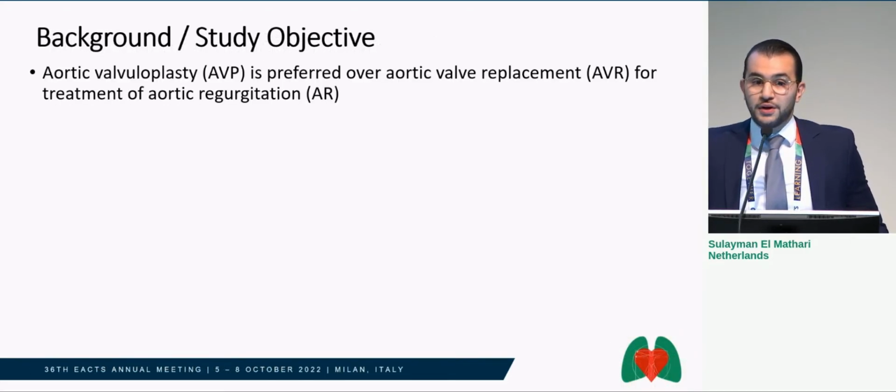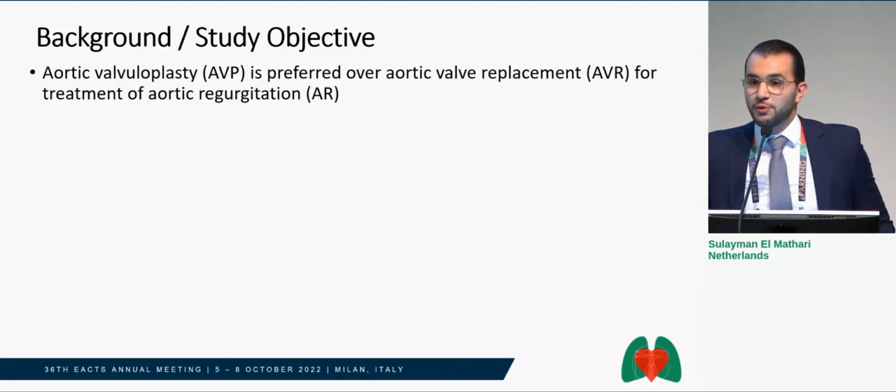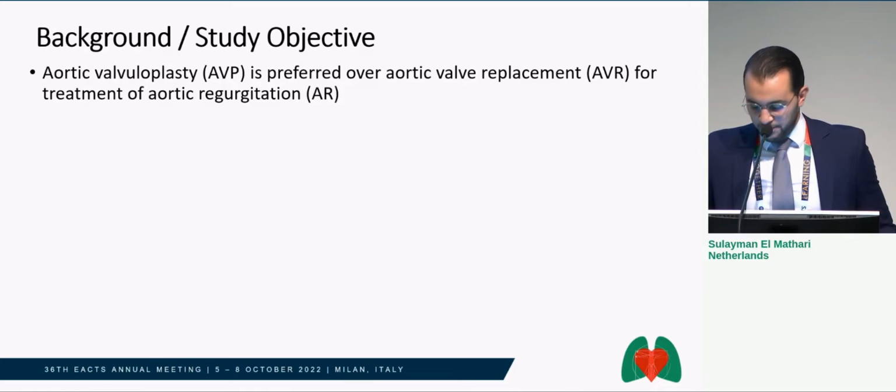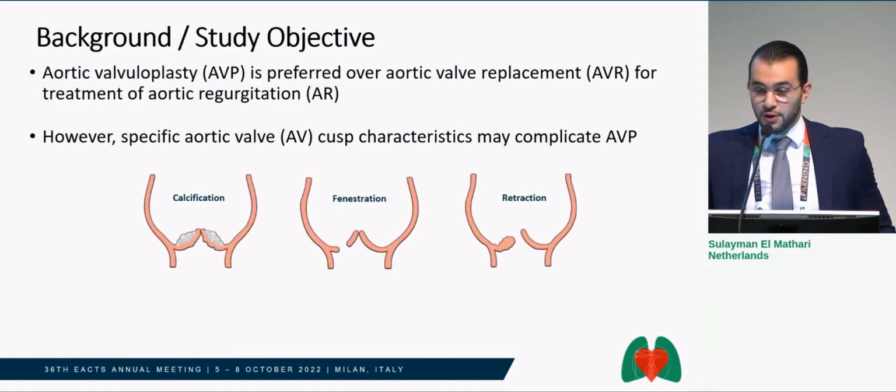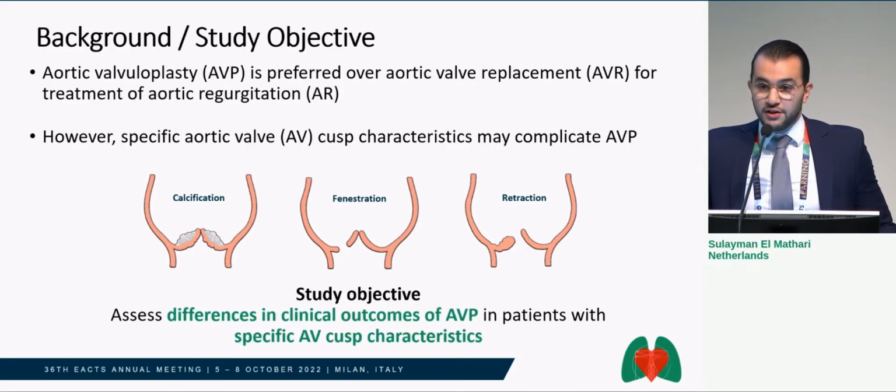When encountering aortic regurgitation, we all agree that generally aortic valve repair is a preferred treatment over aortic valve replacement. However, there are several specific aortic valve cusp characteristics known that make valve repair challenging. These are calcified cusps, fenestrated cusps, and retracted cusps. Yet, literature on clinical outcomes of aortic valve repair in patients with these specific cusp characteristics remains limited. Therefore, we decided to study the differences in clinical outcomes of aortic valve repair in these patients.